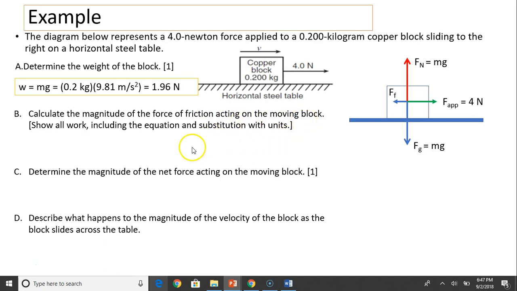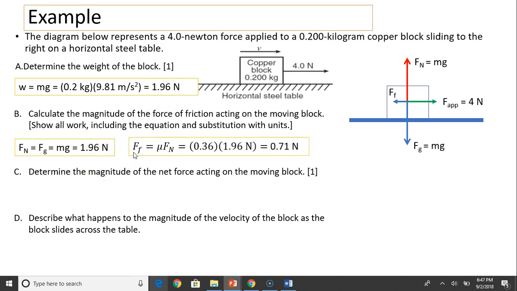Now you can use force of friction equals mu times Fn because you know mu. Where do you find mu? From the reference table. So what is Fn first of all? Fn and Fg are the same. So Fg is 1.96, Fn is 1.96. Ff equals mu times Fn.